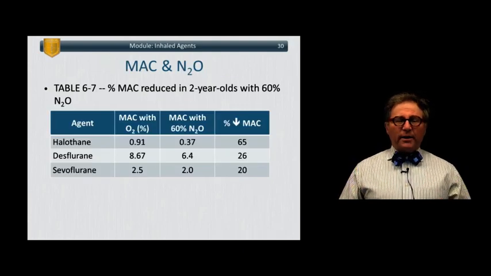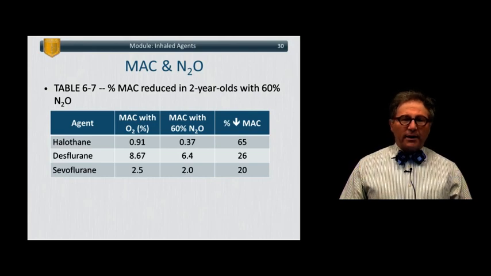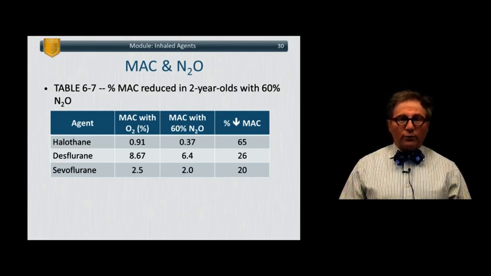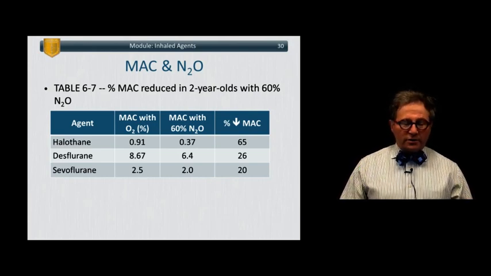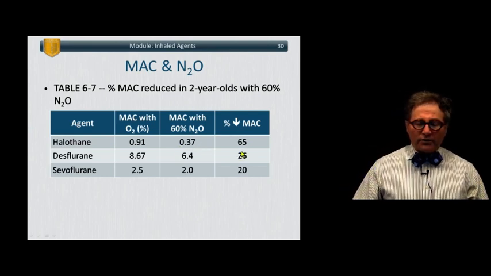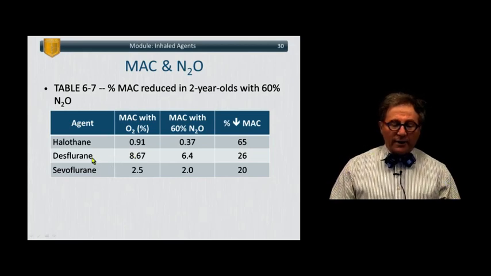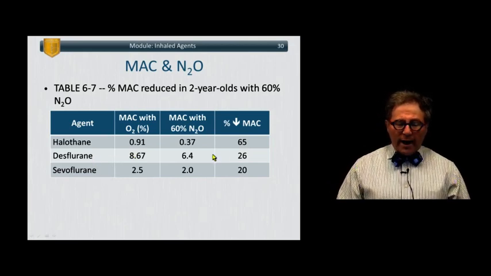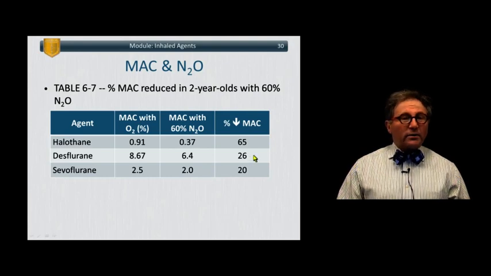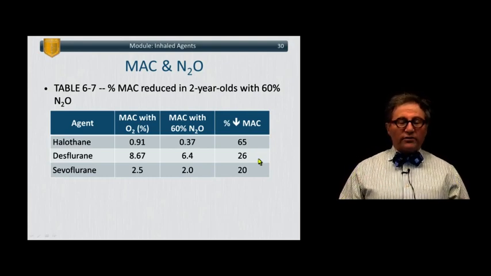But the additivity of MAC of inhaled agents with nitrous oxide is not uniform throughout all agents. And you can see here that in the case of halothane, if we administer 60% nitrous oxide, we reduce the MAC about 65% compared to 100% oxygen. In the case of desflurane and sevoflurane, adding 60% nitrous, however, has an attenuated effect. The MAC is only reduced 26 or 20% with these two agents.